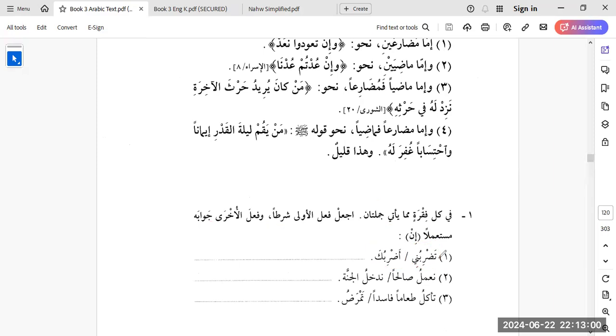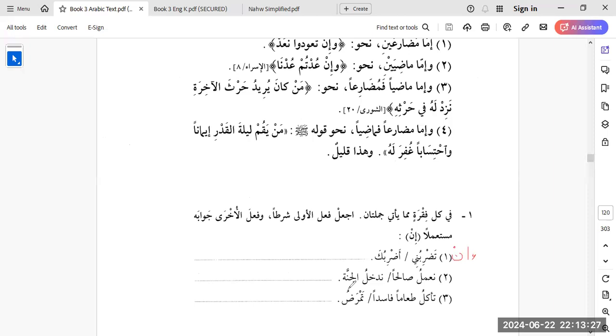So the verb here is tadribuni. Tadribuni means you are beating me. Adribuka, I am beating you. So you'll say in tadribni adribka: if you beat me, I will beat you. So put in and make both of them majzoom. Try to do this exercise today. All of these, you just have to make the fi'l majzoom. That's it, and write the translation also.